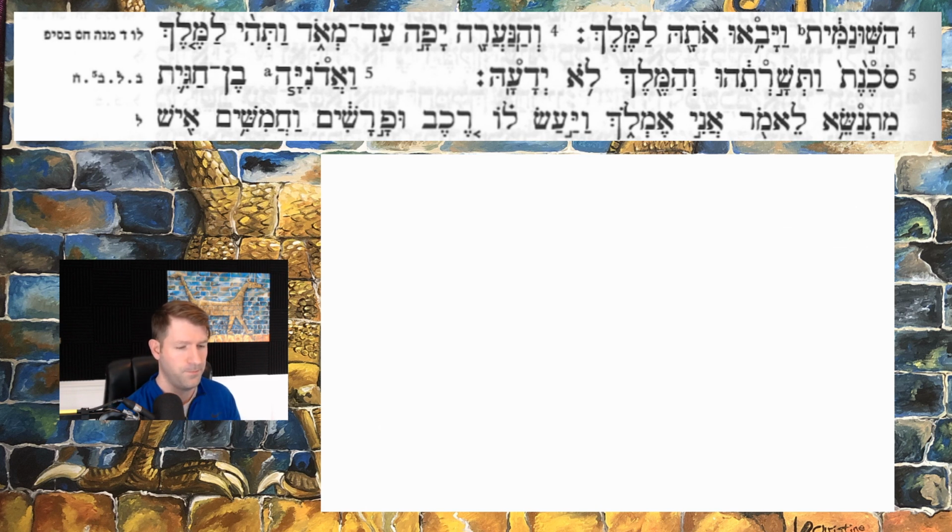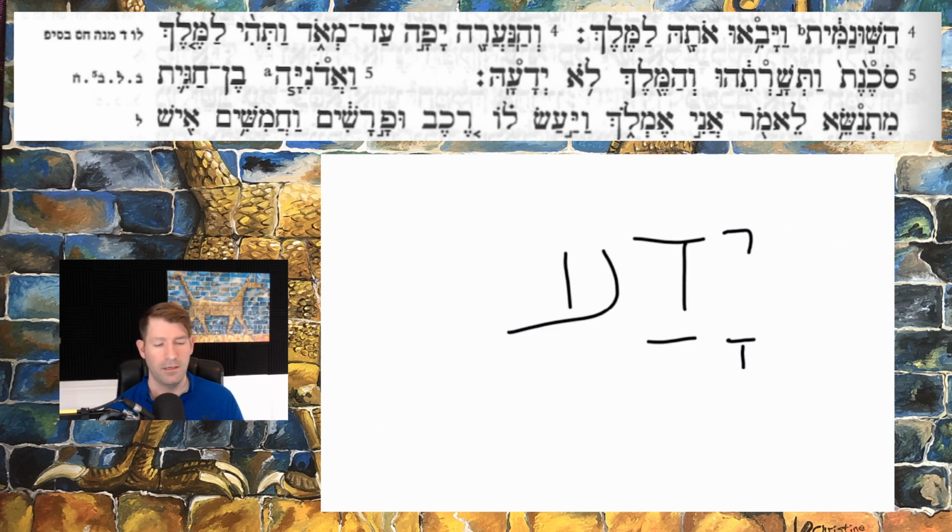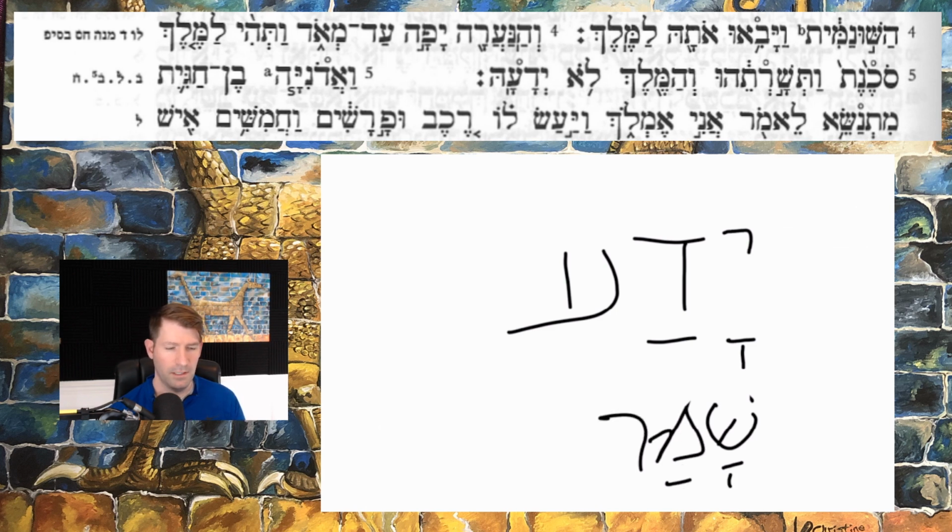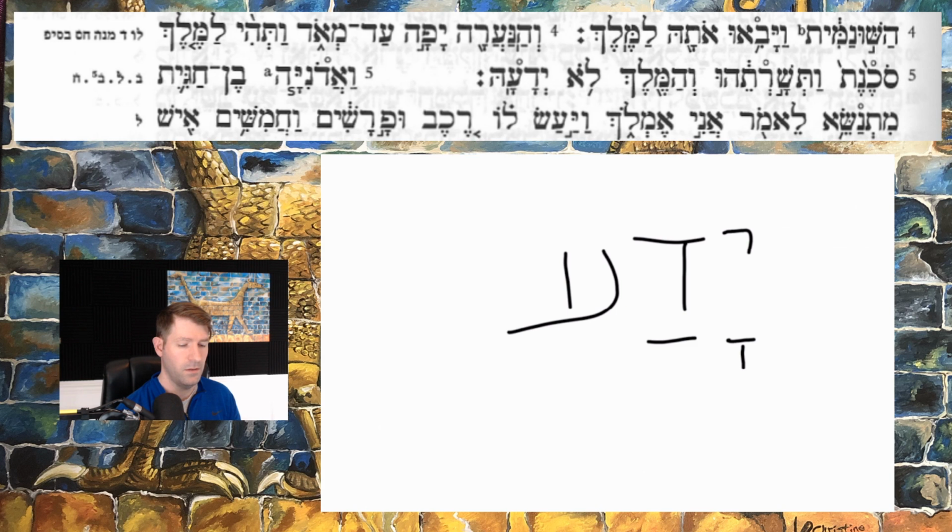Our standard way of saying perfect third masculine singular is yada, like shamar, yada. That's the pattern that we see. And we probably know that the word yada, to know, can have a sexual connotation, to know sexually. So here, but the king did not know her, which makes sense that the text would say that. So what's happening here is the ending is being added.